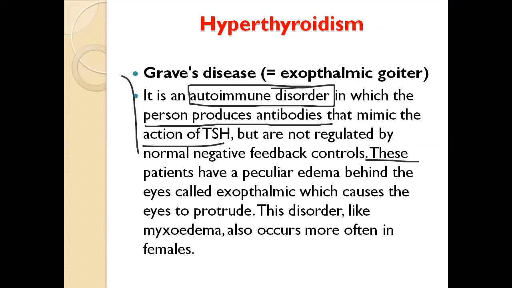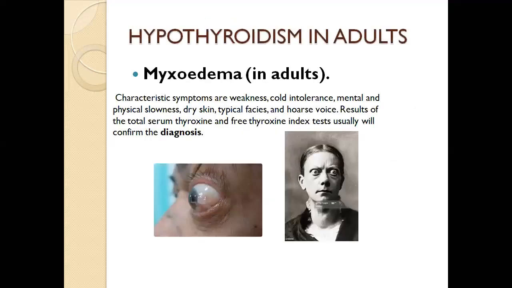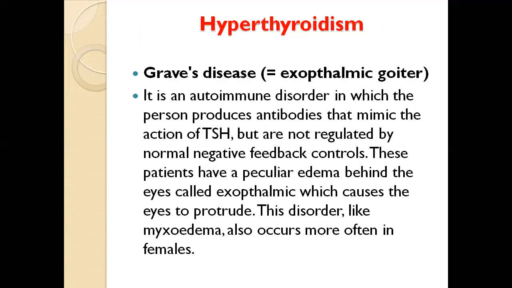These patients have a peculiar edema behind the eyes called exophthalmos, which causes the eyes to protrude. That's what I showed to you, that the eyes are going to be protruded. Exophthalmic goiter. This disorder, like myxedema, also occurs more often in females. Some experiments say like that, but always that we can't say.